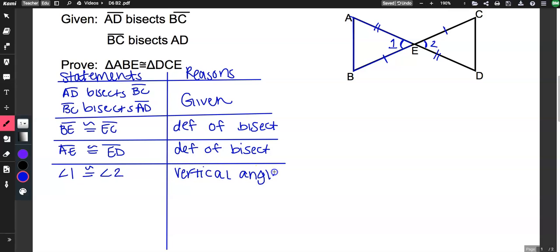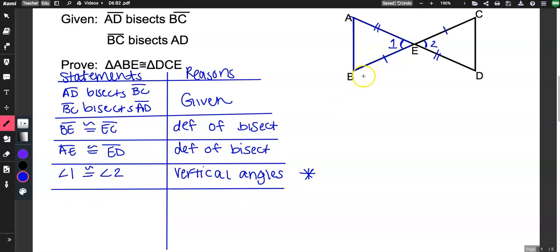So we'll use vertical angles a lot throughout proofwriting, and we also use the reflexive property a lot. Those are kind of our two main ones. There are other things that we'll use, but if you're ever stuck, see if you can find vertical angles or a reflexive property somewhere.